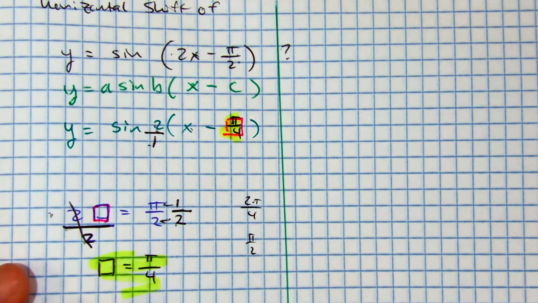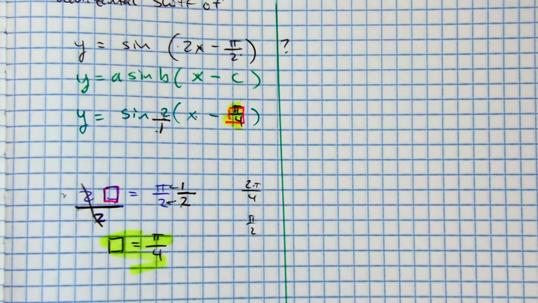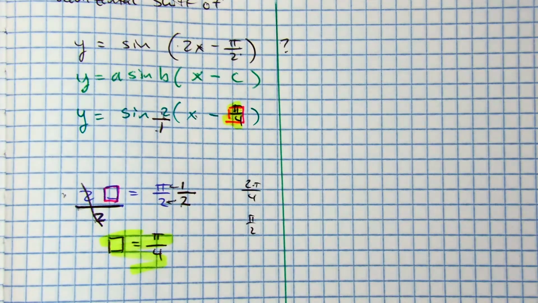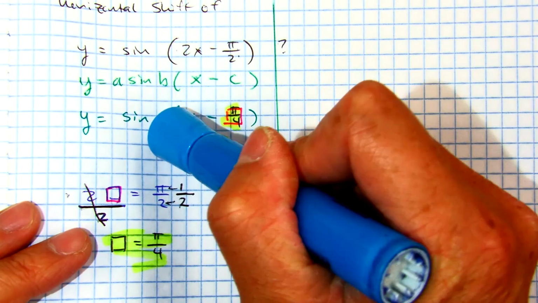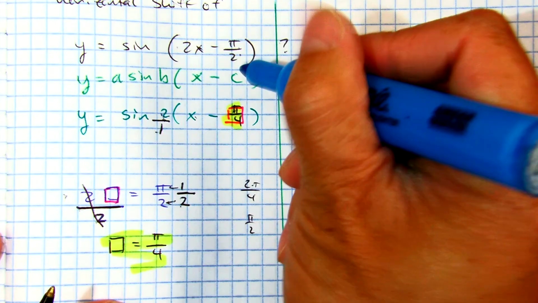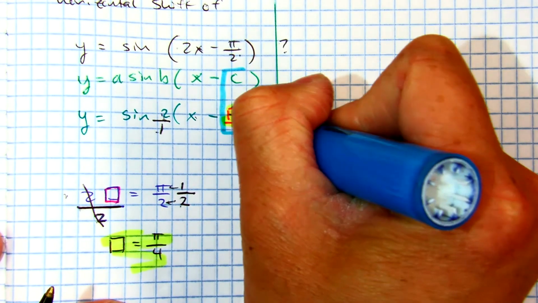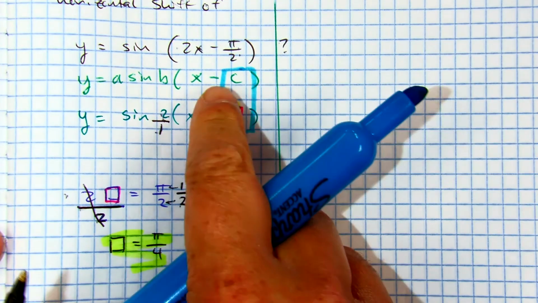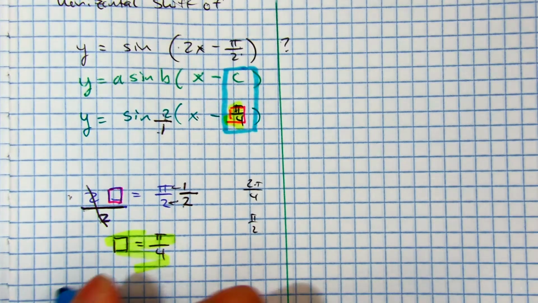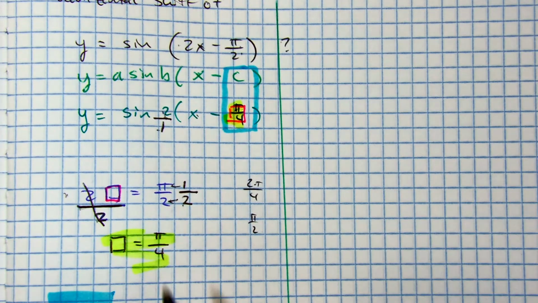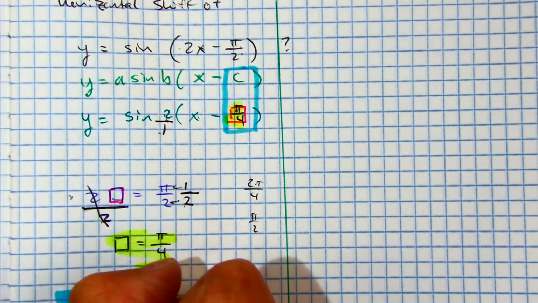Now I can identify my phase shift. My A value is 1, B value is 2, and my C value is what? Did you notice I don't include the negative sign? Partner B, tell partner A, what does it mean when your C is a positive pi over 4? Which direction?